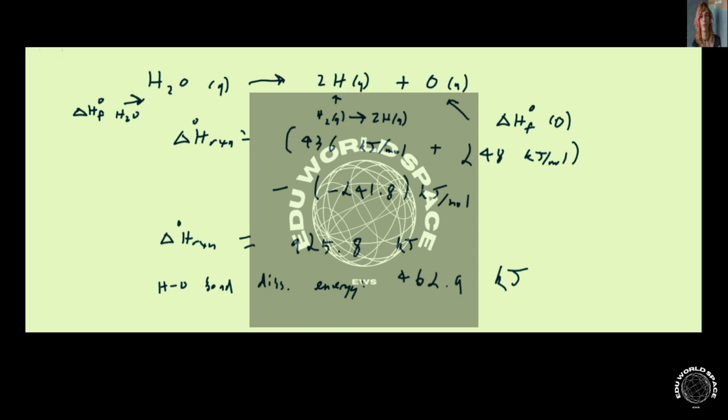Oh, I should include my kilojoules per mole. So that's just for the HO bond dissociation, but we can go on and use the exact same approach for all of the other ones. And I'll write that out in detail here.